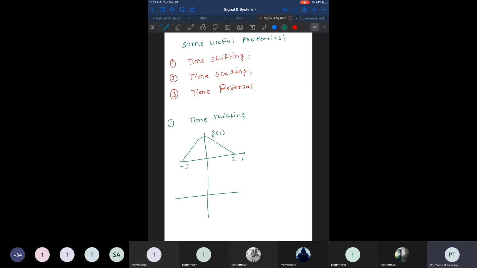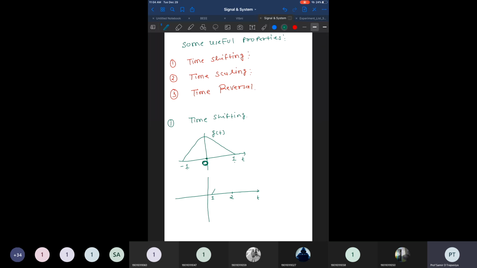Originally the middle point of the signal is present at 0. Now I shift the signal to some other value, so this whole signal is shifted here. This was 0 to -1, so now it is at 2, then this becomes 1, and this point becomes 3. So this is how the signal can be represented.